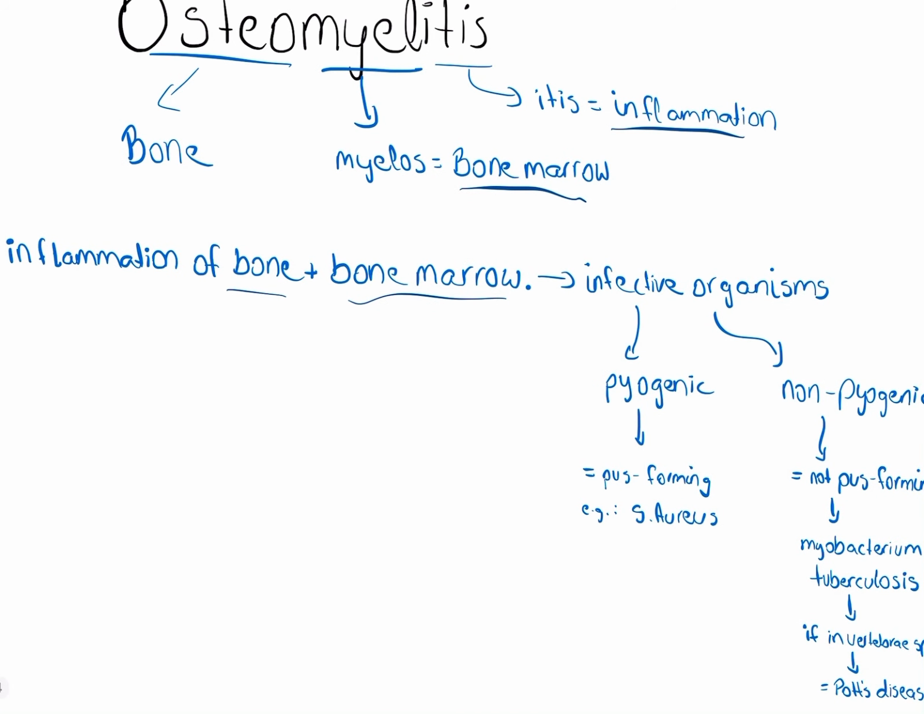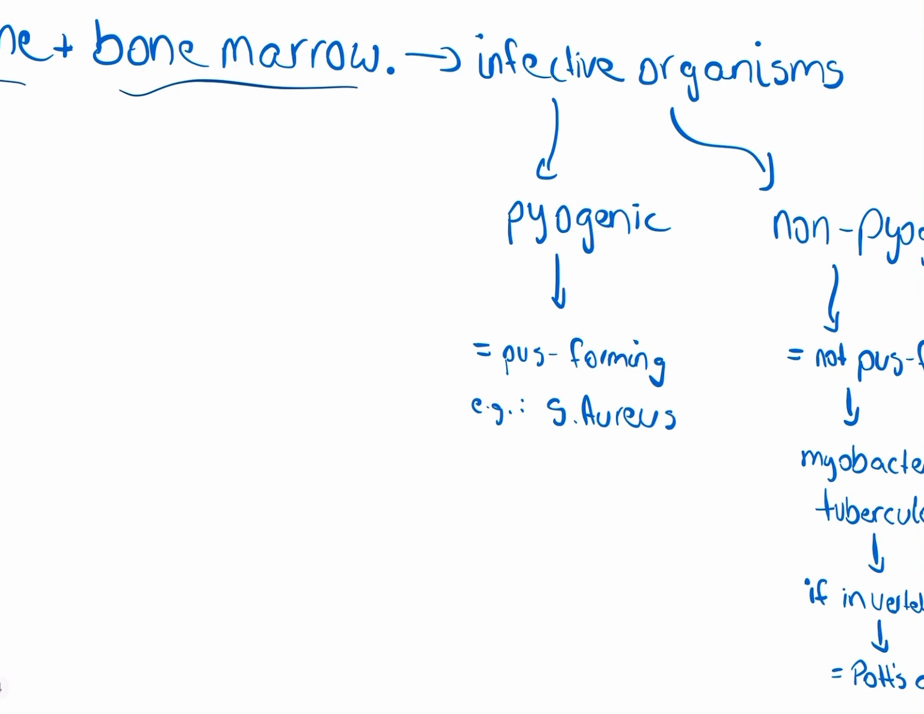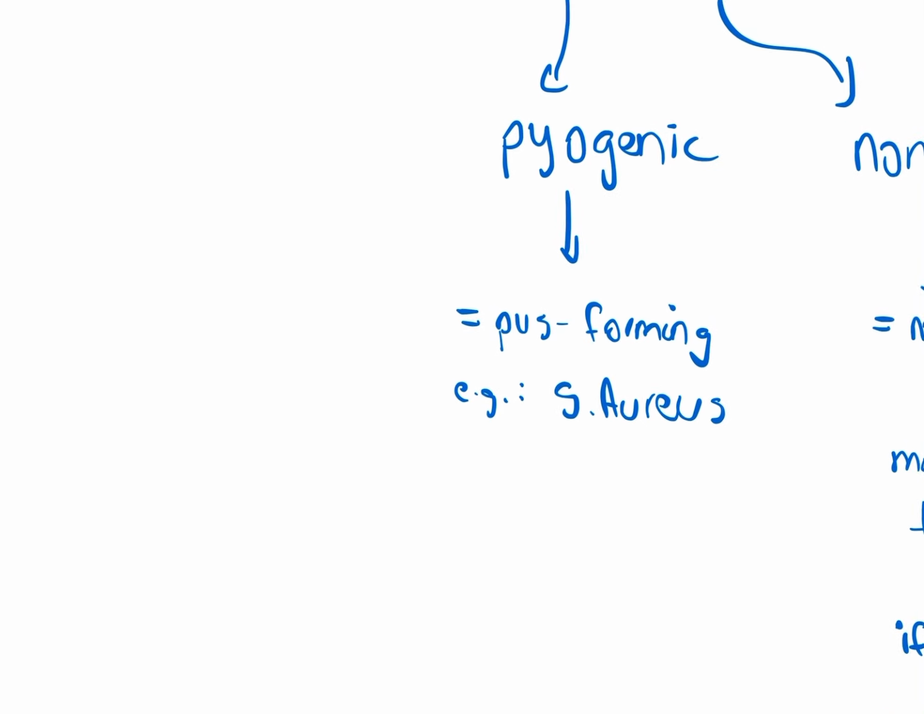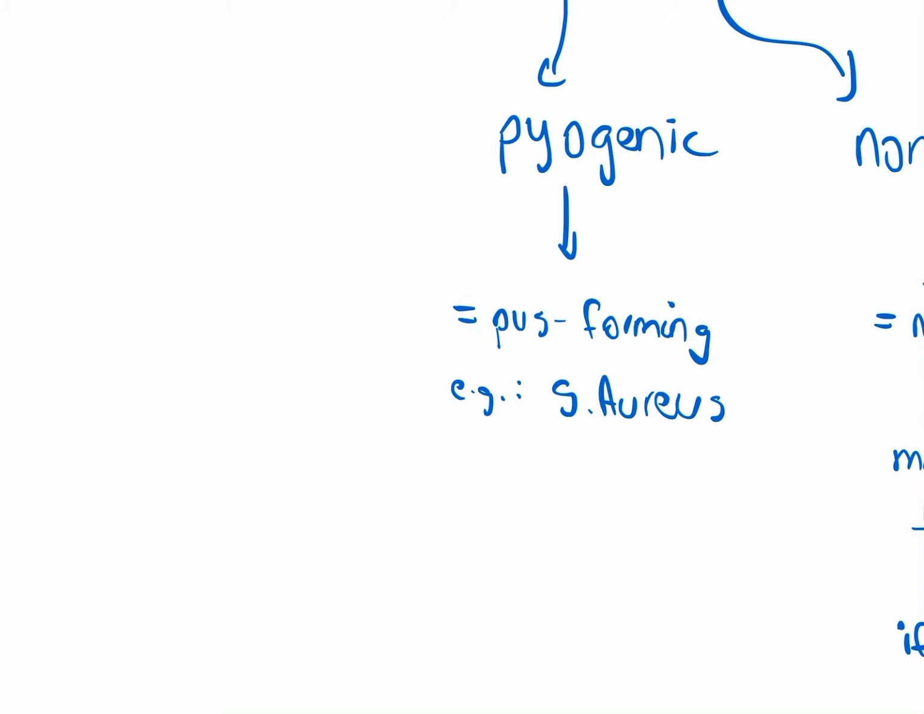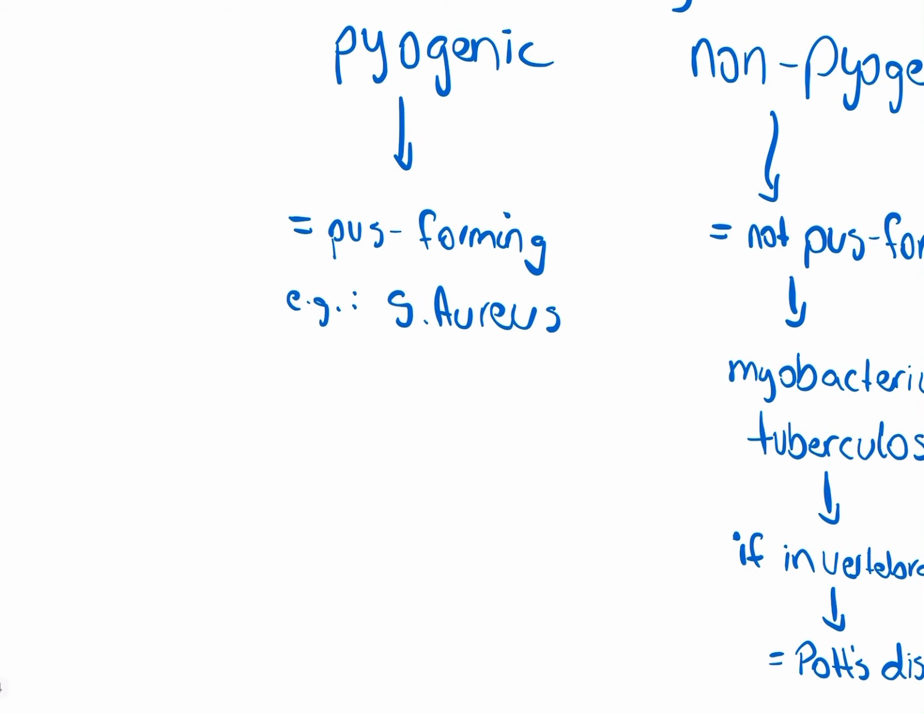If we have infective organisms, it can be pyogenic or non-pyogenic. The pyogenic form is pus-forming, and the non-pyogenic form or type is not pus-forming. Pyogenic, for example, Staphylococcus aureus. And non-pyogenic, which is not pus-forming, for example, Mycobacterium tuberculosis. If it is involved in the vertebral spine, then we have the so-called disease, Pott's disease.